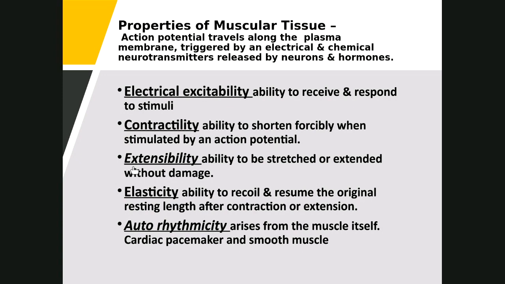Extensibility means that it has the ability to stretch without tearing or damage during contractility and when it's stimulated. Elasticity means that it has the ability to stretch out and then recoil back to its resting length. And autorhythmicity means that the stimulus arises out of the muscle itself. We see these in cardiac muscle as the pacemaker and in smooth muscle.